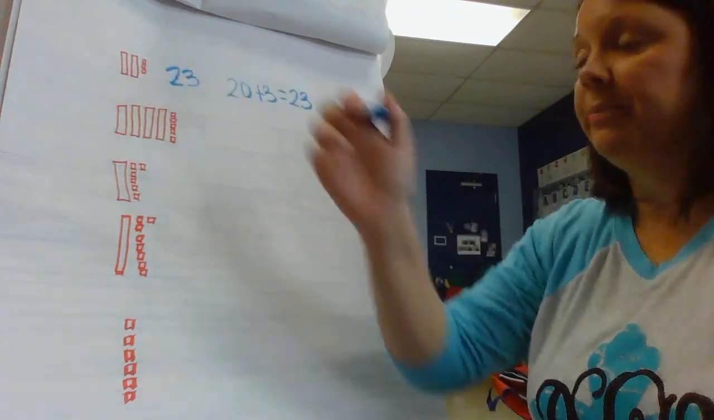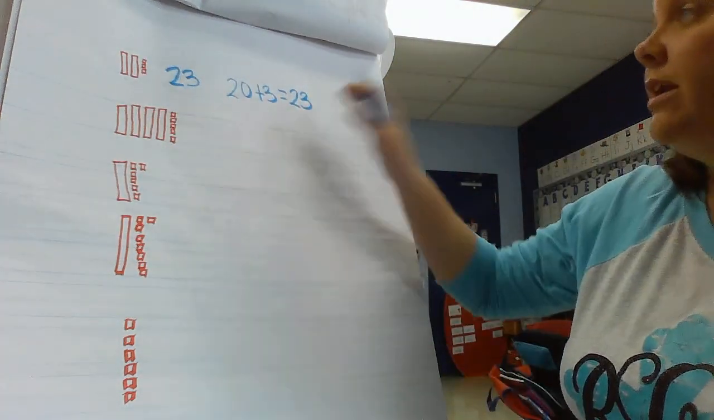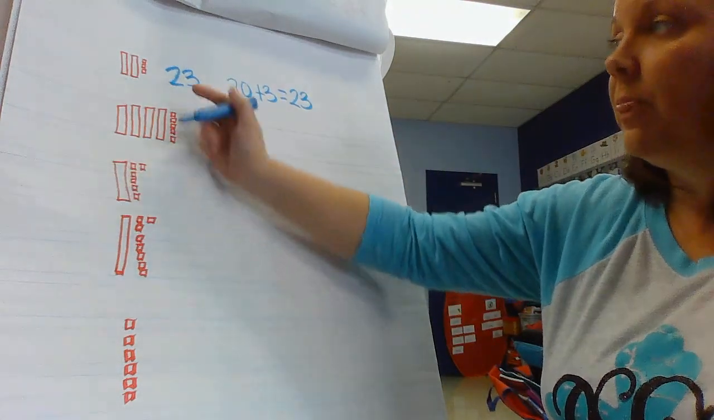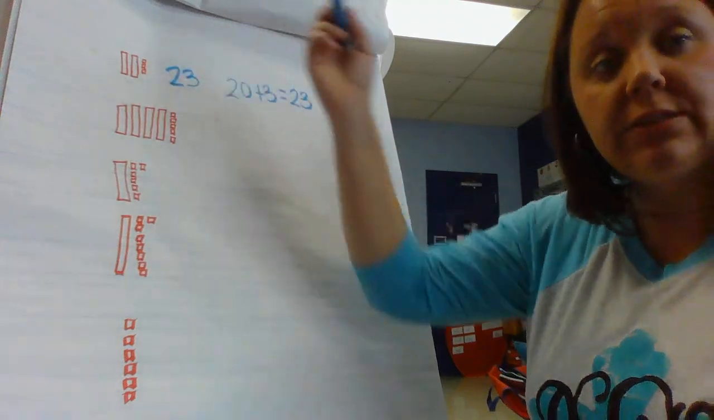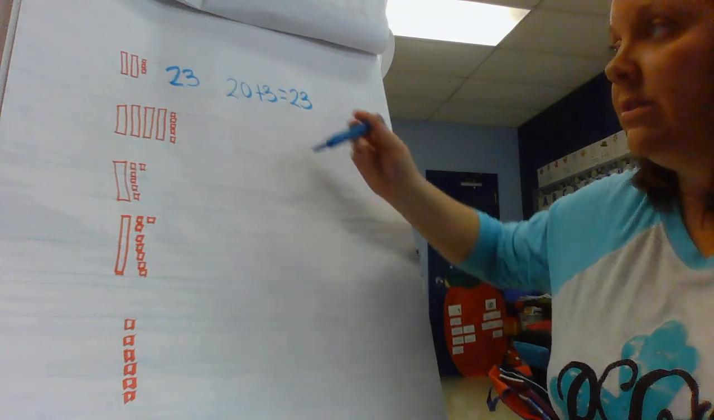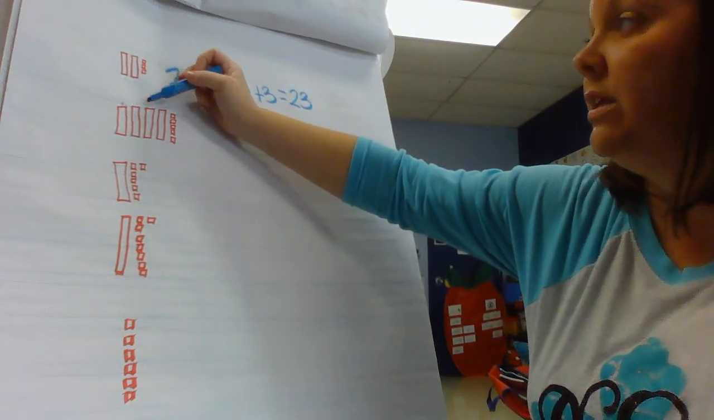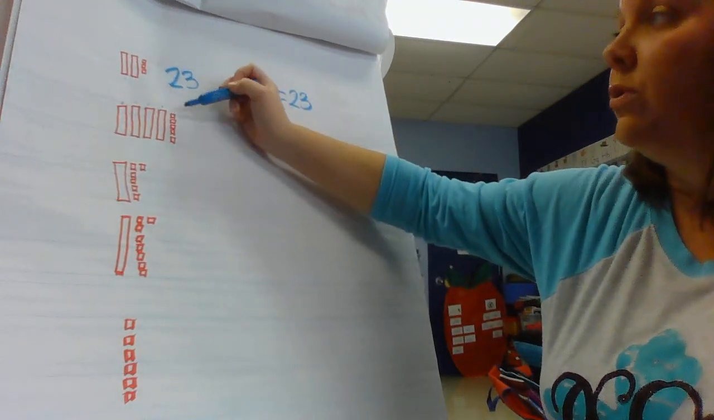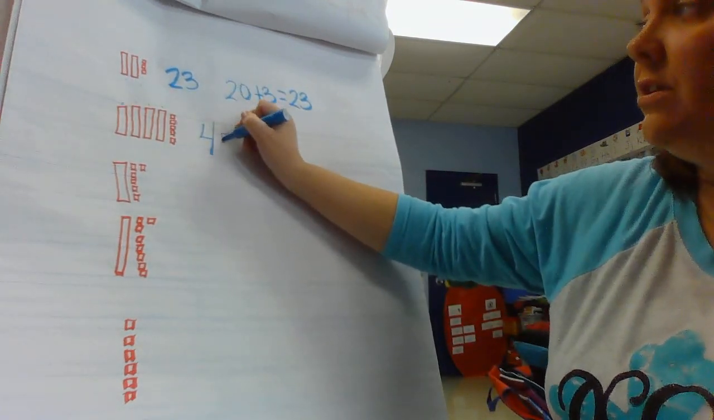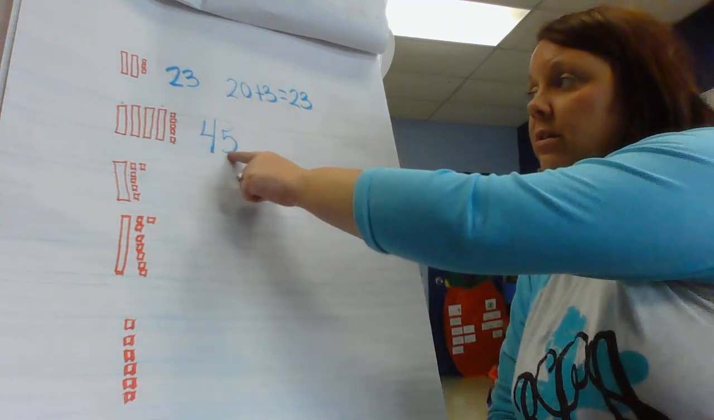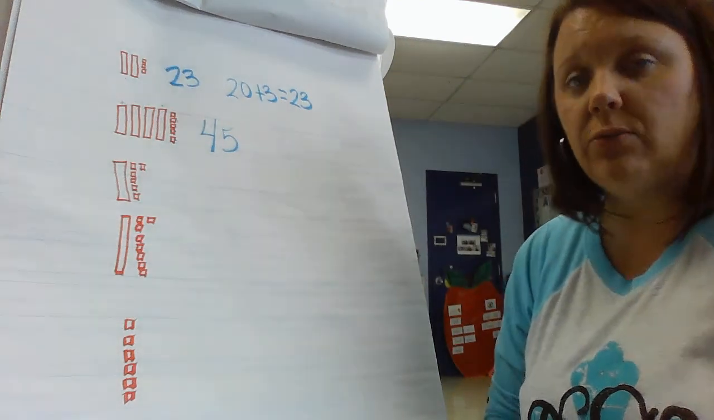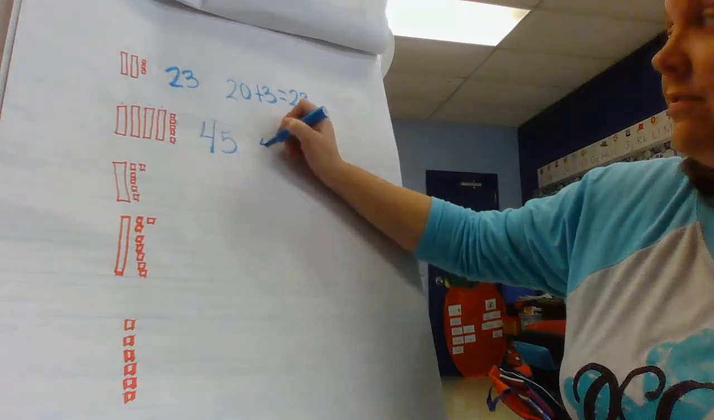The 20 represents the tens place. The 3 represents the ones place. Now, let's count the next one. We're going to count by tens first. Let's start in the tens place. You always start from the left and go to the right. So let's start with the tens place. 10, 20, 30, 40, 41, 42, 43, 44, 45. So I definitely need to use the numerical form, 45. And then I also want to use the expanded form, which would be 40 plus 5.